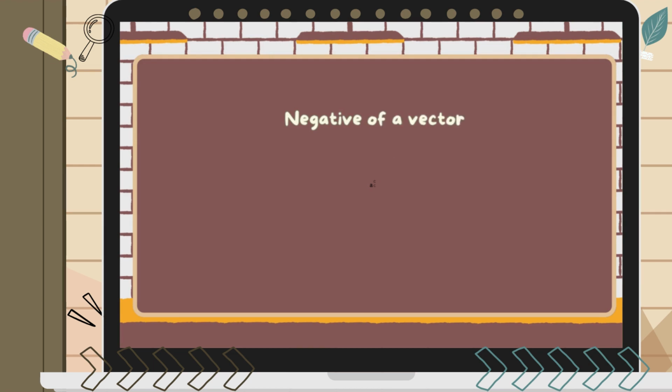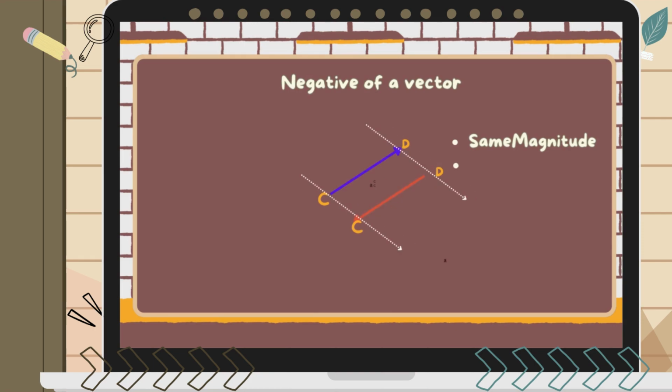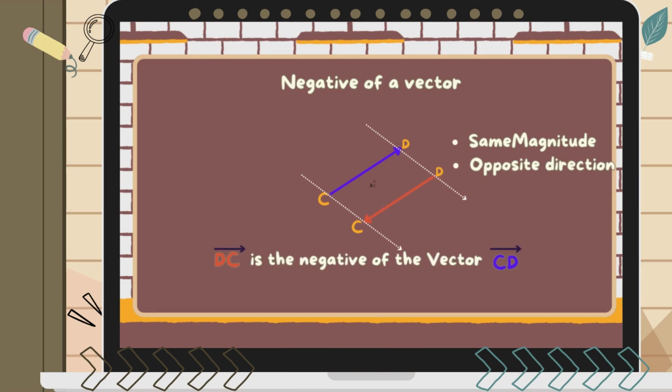What will be the negative of a vector? For example, let's take the vector CD here. We know a vector is defined by two things. Its magnitude, that is its strength, and its direction. So the negative of the vector CD is a vector which has the same magnitude as that of CD and its direction is opposite to that of CD. So vector DC will be the negative of the vector CD, and it's denoted like this.